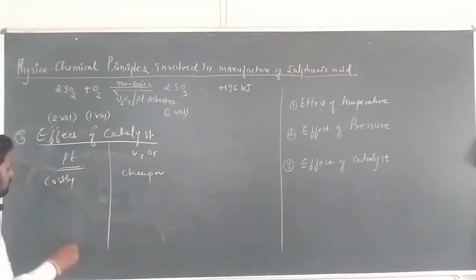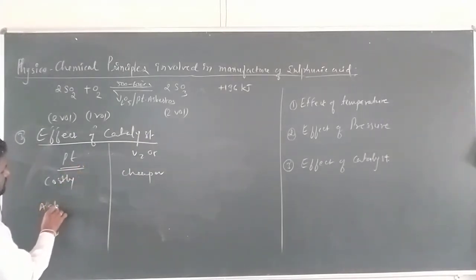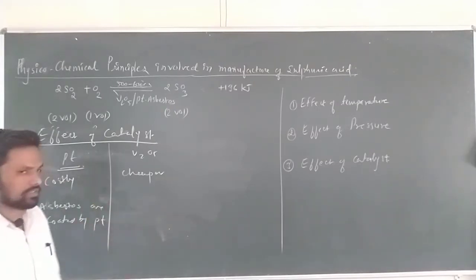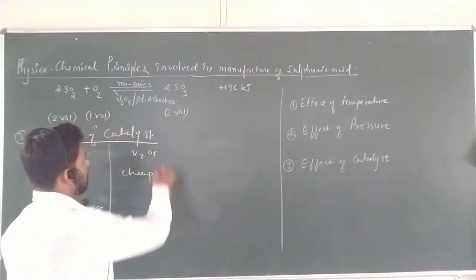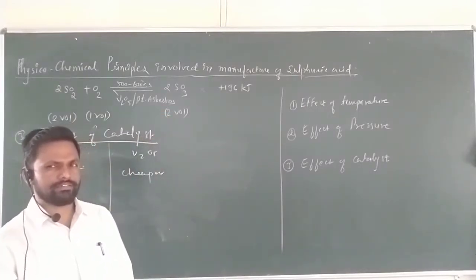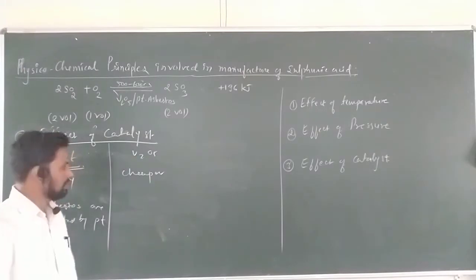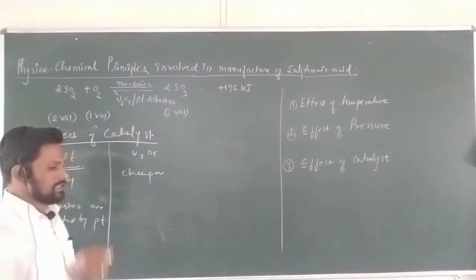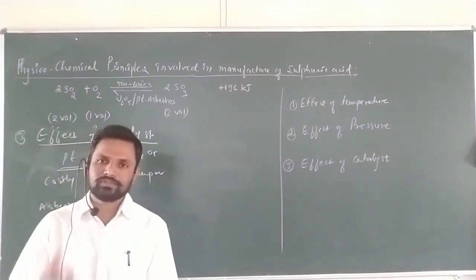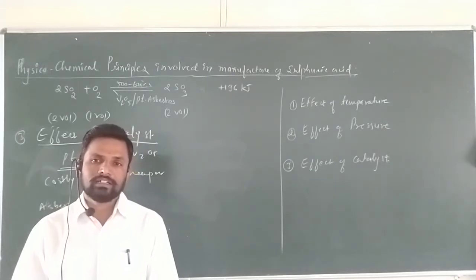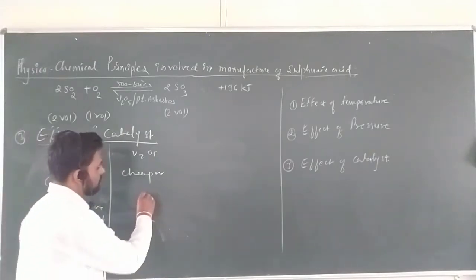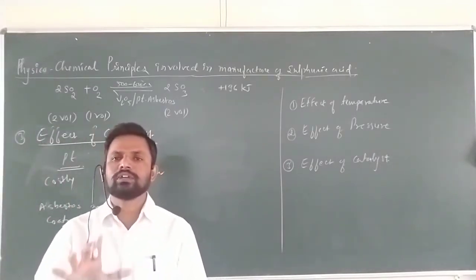In the case of platinum asbestos, the asbestos is coated by platinum. Therefore, we use platinum asbestos or vanadium pentoxide; either one we can use. But if you compare the two, the platinum catalyst is costly as compared to vanadium pentoxide. Second, the handling of the catalyst: platinum asbestos is very difficult to handle, but vanadium pentoxide is very easy to handle.